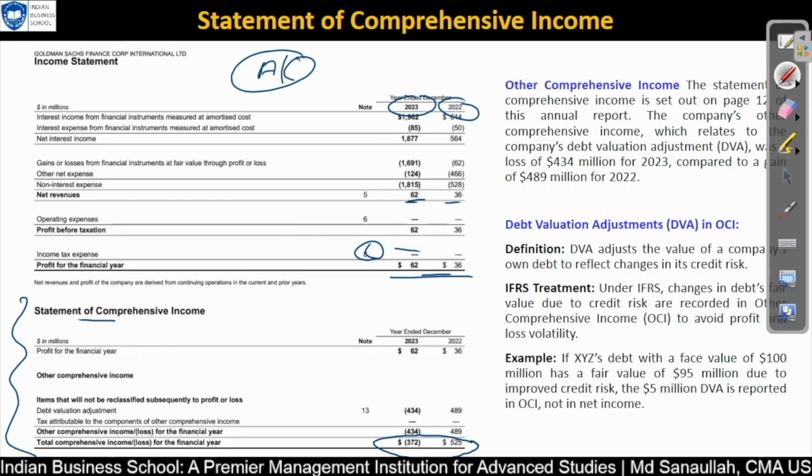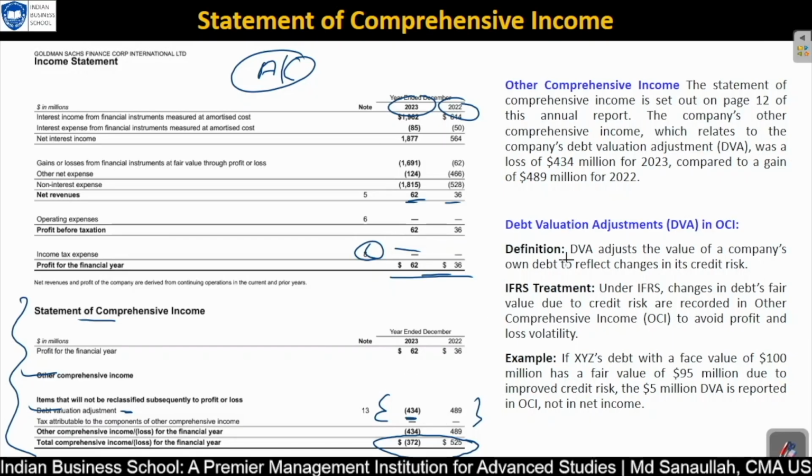This value is called a statement of comprehensive income, and this part is their OCI. So let's see what items they have mentioned. They have mentioned debt valuation adjustment. As I was mentioning in the previous slide, there was debt valuation adjustment. So they have mentioned this in their financial reporting, but I have just copied it.